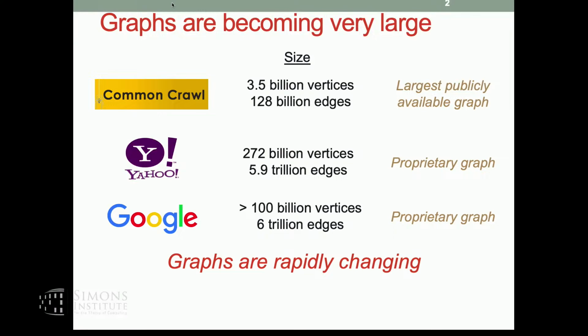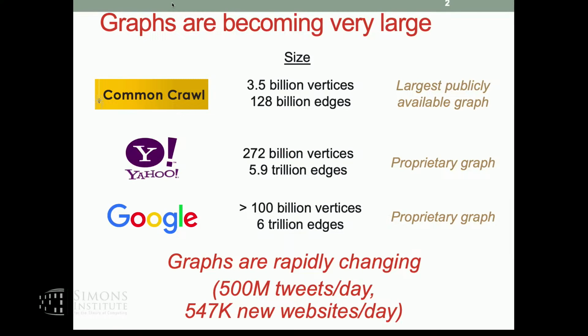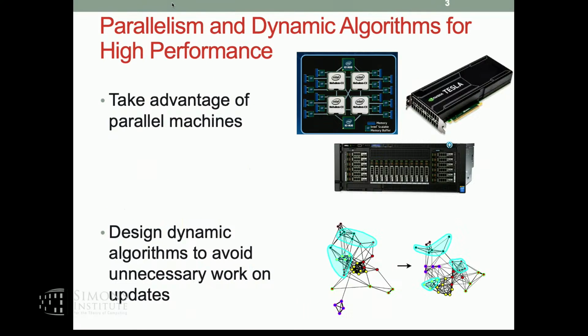Furthermore, many real-world graphs are rapidly changing, as we all know. For example, on the Twitter network, there are about 500 million new tweets per day. And on the internet, there are over 500,000 new websites created every day. And these events correspond to updates to our graph. So in order to process these massive and dynamic graphs, we use parallelism as well as dynamic algorithms. So we want to design algorithms that can take advantage of the multiple processing units on almost all modern machines today. And of course, we want to design dynamic algorithms to avoid unnecessary work on these updates.